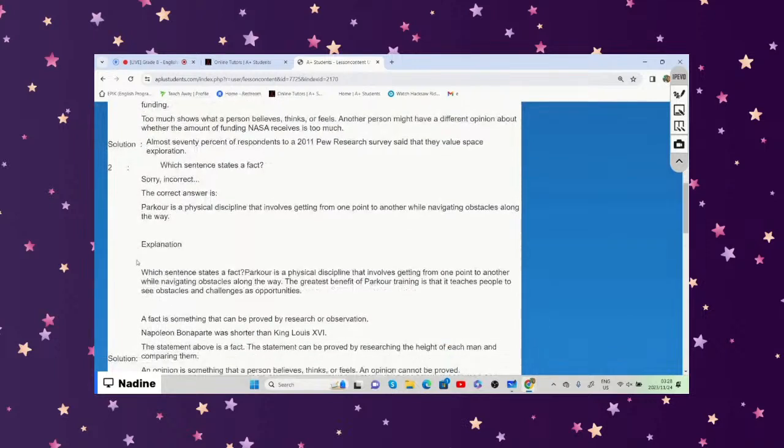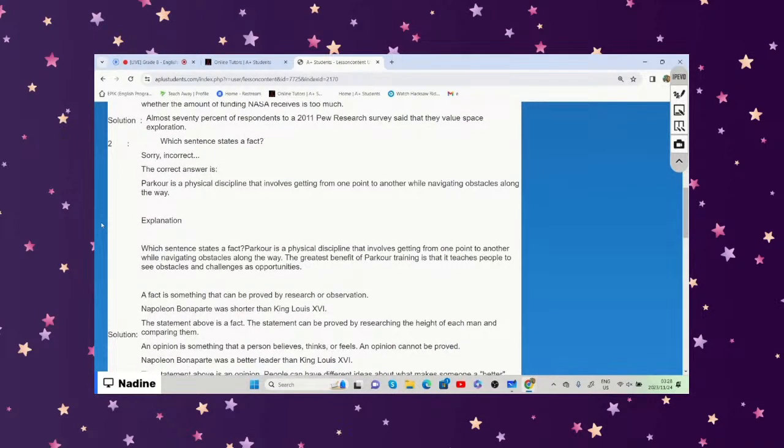Now we need to say which one is right. Parkour is a physical discipline that involves getting from one point to another while navigating obstacles along the way.